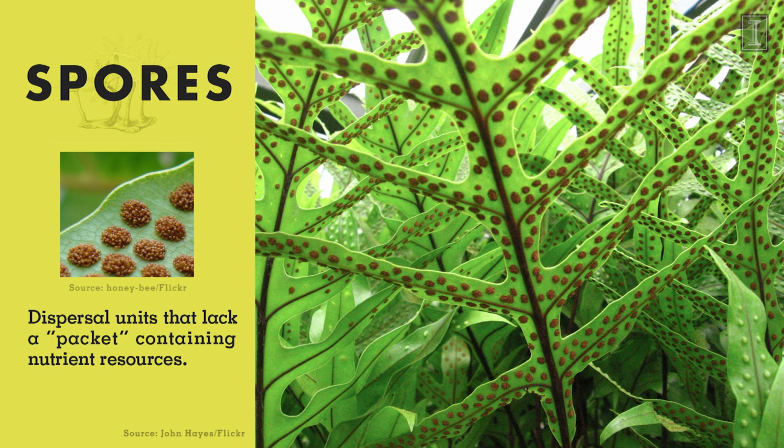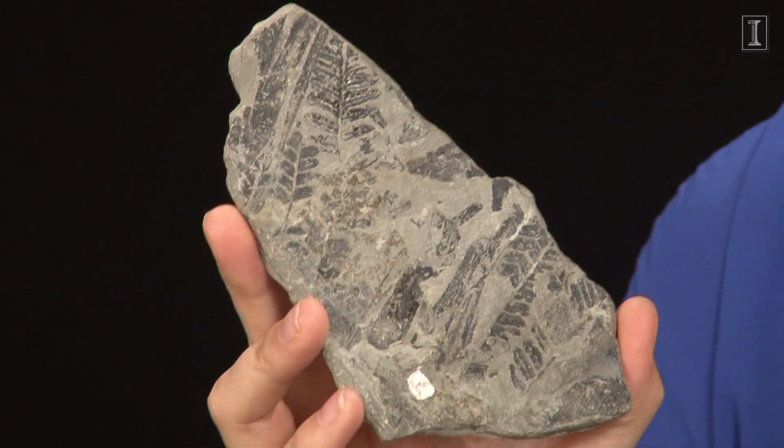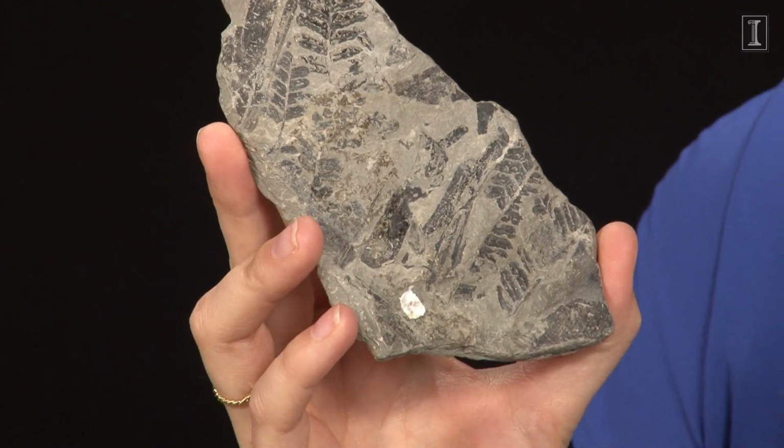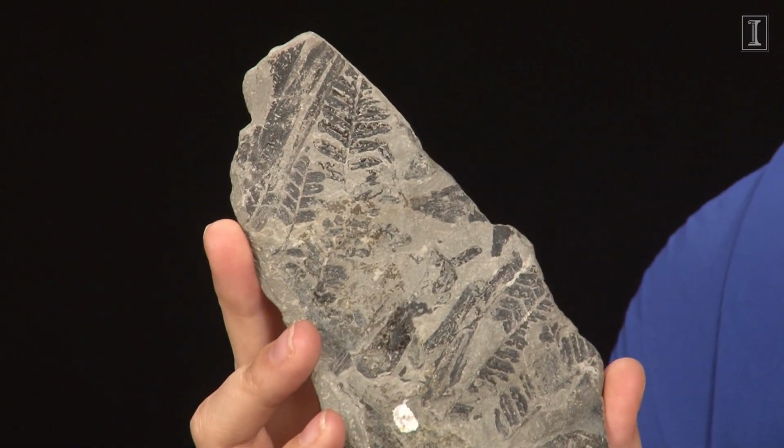I'd like to show you another example of a carbonized fern. You can see it has this blackened area, and that's basically all the organic material pressurized into just a black smudge, honestly, just the presence of carbon there.